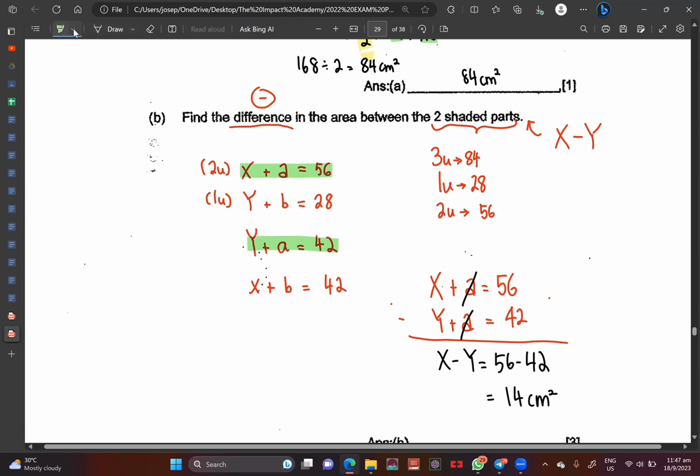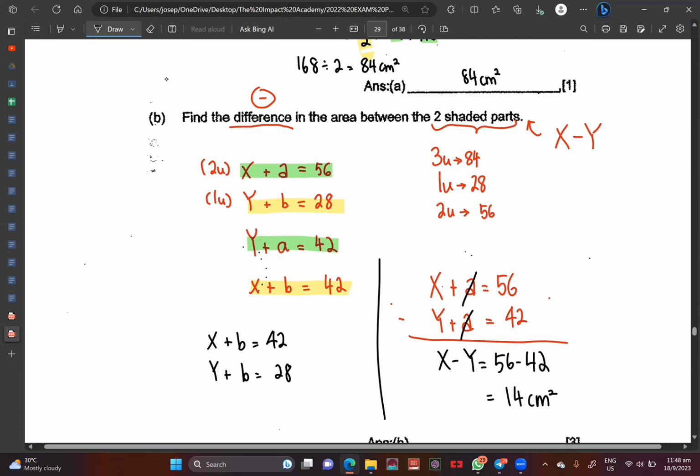Now, of course, if you want to use the other one, which is y plus b and x plus b, because you are going to cancel b, let me just write it out. This is an alternative. You will still get the same answer. So we say x plus b is equal to 42, y plus b is equal to 28.